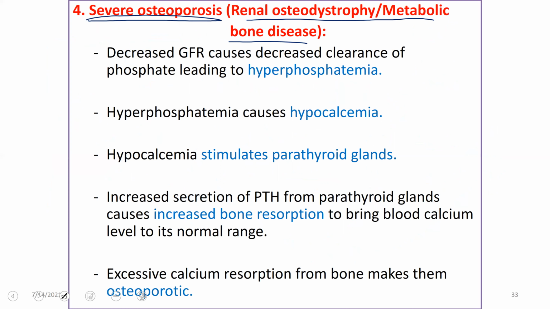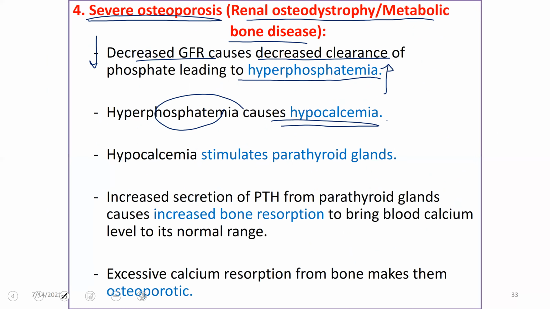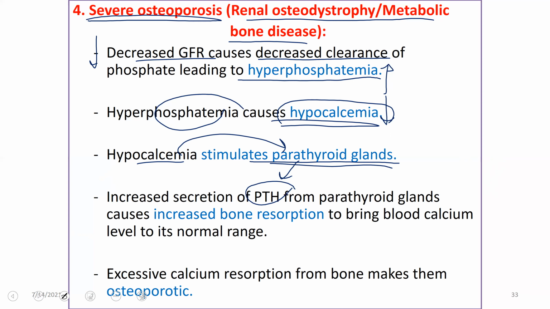As I said, there is a decrease in the GFR, and that will result in decreased clearance of phosphate. This will manifest with an increased level of phosphate in the blood, causing hyperphosphatemia. And this hyperphosphatemia will combine with calcium, and eventually the free amount of calcium will be decreased, causing the condition known as hypocalcemia. And hypocalcemia will stimulate the parathyroid gland, and the parathyroid gland will release parathyroid hormone, and this parathyroid hormone will result in increased bone resorption to bring the blood calcium to the normal level.